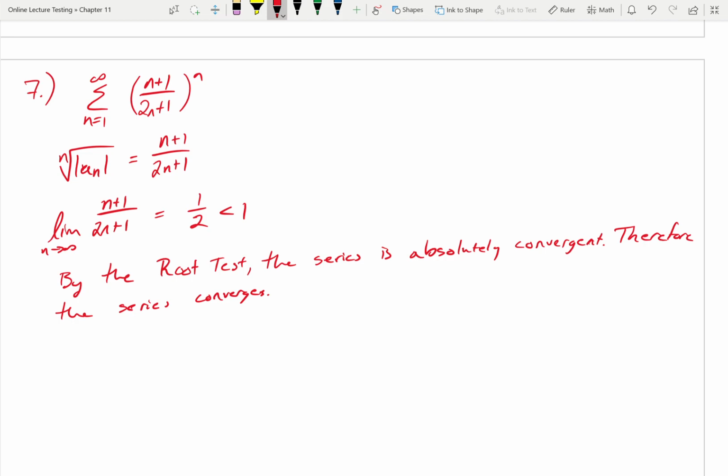And then lastly, can you compare it to either a geometric series or a p-series? And that's it. So this will get you into everything that you need. So again, review sections 11.1 to 11.7. That will be on your next test, which I'll be posting Friday.